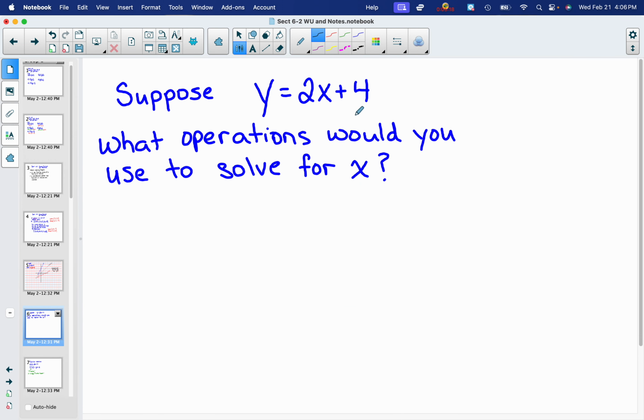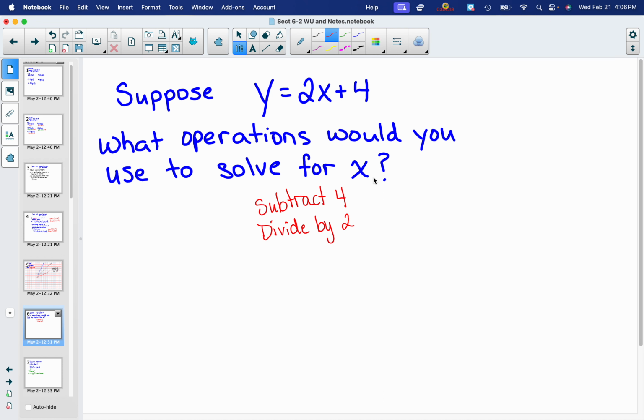This was the one that I graphed in blue, y equals 2x plus 4. So I want you to think about what operations you would use if you had to solve for x. If you were undoing this and trying to get the x by itself, the first thing you would have to do would be subtract 4. We have to do that first because we have to unbury the x. And then the next thing you would do is divide by 2.